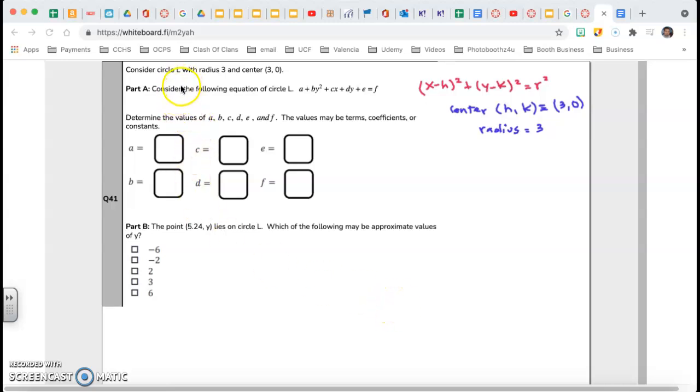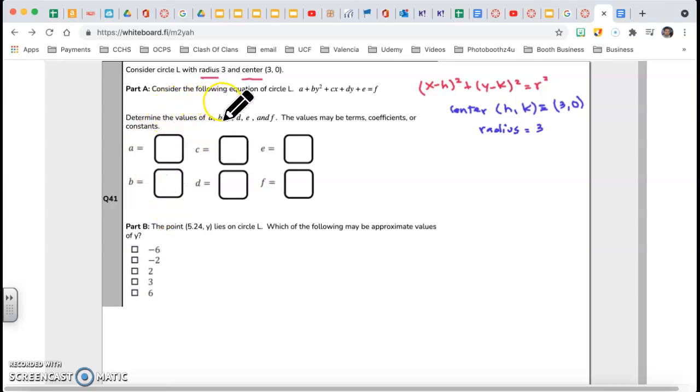Alright, cool. Let's do 41. Consider circle L with radius 3 and center (3, 0). Circle, the radius, and the center. Alright, cool. Radius and center. Consider the following equation of circle L. So they give me this as an equation of a circle. Interesting. Let's read the questions and then we go back to the beginning.